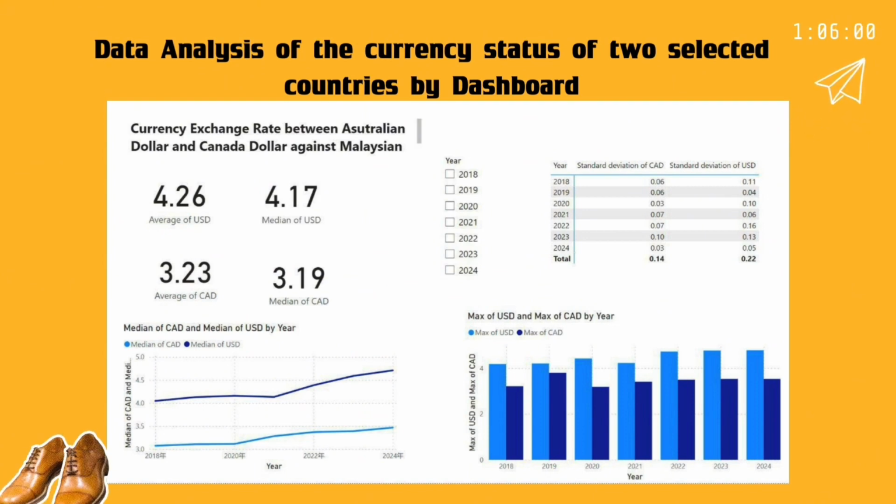So the dashboard compares the Malaysian ringgit against the US dollar and Canadian dollar, showing a total USD value and a CAD value, according to our data using Power BI. Line charts display the trends of USD and CAD over time, while the pie chart shows the annual distribution of USD. A bar chart represents the daily total of USD and CAD.